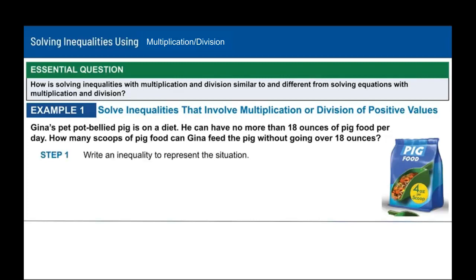We know that there are 4 ounces per scoop. Our number of scoops is going to be our variable. And the total can be equal to, but not more than 18. So we use the less than or equal to symbol. So we have 4 times S, 4 ounces per scoop. Per is a good indicator of multiplication. 4 times S is less than or equal to 18.